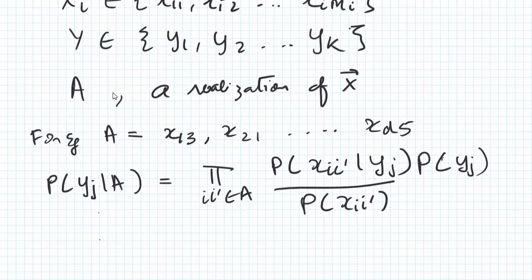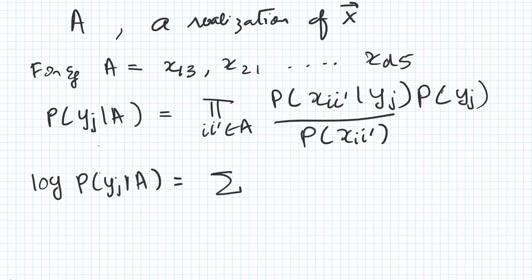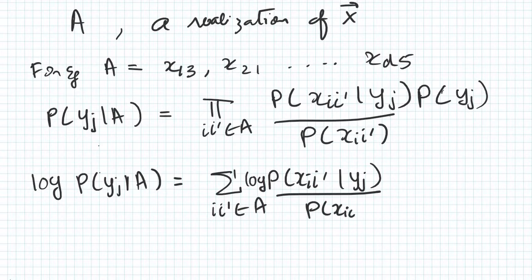And why do we have two different indexes? Because here you can see that each component has, so this component represents the third out of the mi components, m1 components x1 can take. In the log space we can write log of p of yj given a is nothing but the summation over ii prime belonging to a of log of p of x_ii prime given yj divided by p of x_ii prime, and you have also the log of p of yj.